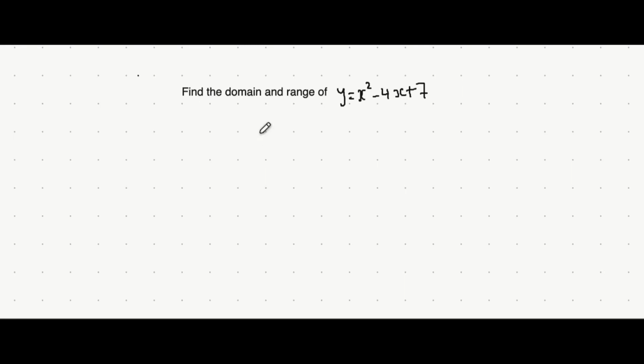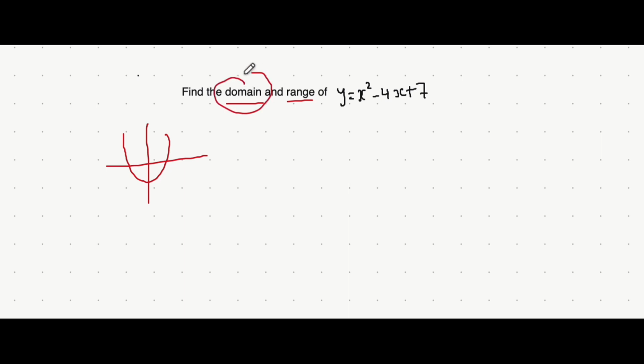We're going to have a look at finding the domain and range of a quadratic function. Now, just before we start, it helps to have a brief idea of what a quadratic looks like, so we know that it's a U shape. The domain is all the x values that you can put into the quadratic, and the range is all the y values that can come out of a quadratic.